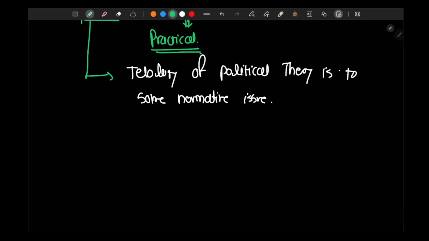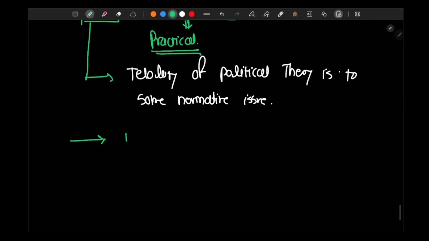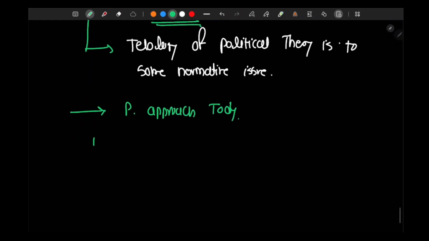Today, this philosophical approach, which originated from Socrates to Plato to Aristotle, continues. Rawls is philosophical. He puts forward his theory of justice. So Rawls is a major exponent of the philosophical approach to political science.